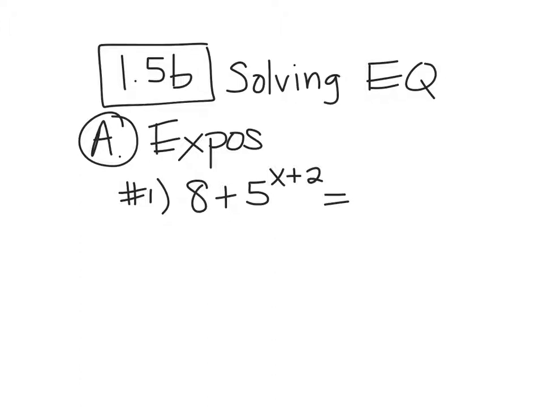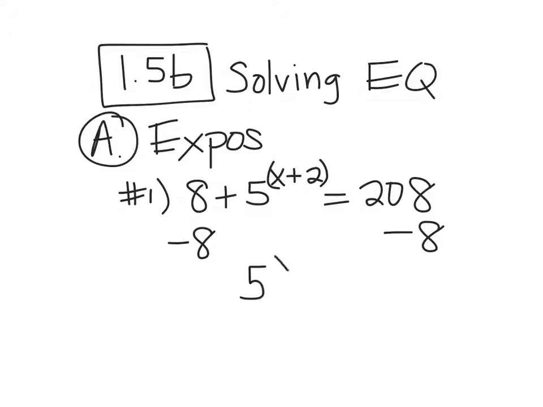Equals 208. Okay, so write this down. 8 plus 5 to the x plus 2 equals 208. That's all raised to the x plus 2, by the way. Do you know what to do first? Subtract 8. Perfect. Okay, so we're going to solve this. And solving, you do the opposite of PEMDAS, because we're unwrapping the present, trying to find out what this gift is.